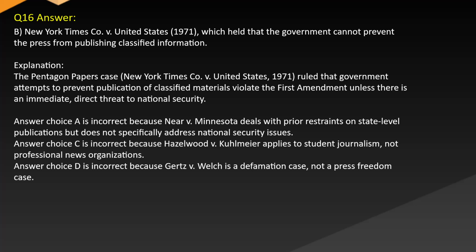Answer choice A is incorrect because Near v. Minnesota deals with prior restraints on state-level publications but does not specifically address national security issues. Answer choice C is incorrect because Hazelwood v. Kuhlmeier applies to student journalism, not professional news organizations. Answer choice D is incorrect because Gertz v. Welch is a defamation case, not a press freedom case.